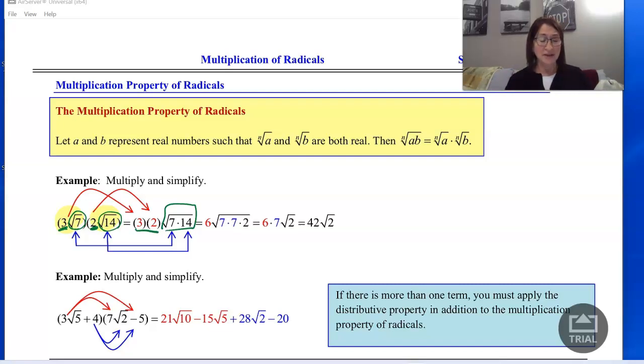So that's going to give us 6 times, well, instead of multiplying 7 times 14, we know that 14 is really 7 times 2. So we've got the original 7, and then that 14 broken down into the factors of 7 times 2. Well, that's going to allow us to work with that 7 squared. Bring out a 7, so now we have 6 times 7 root 2, or 42 root 2. Okay, that wasn't so hard.